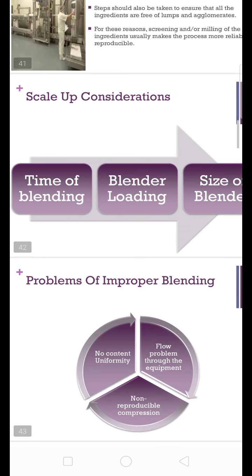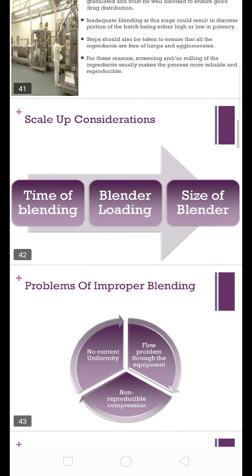Now in the dry blending technique, what are the scale up considerations? These are the three steps required to be considered during scale up. First is time of blending, up to how much time you are going to blend your material. Second is blender loading, meaning the quantity of material to be filled in the blender. And third is size of the blender, the size of the container we use for blending. These are the three points of scale up consideration. Now, problems of improper blending.